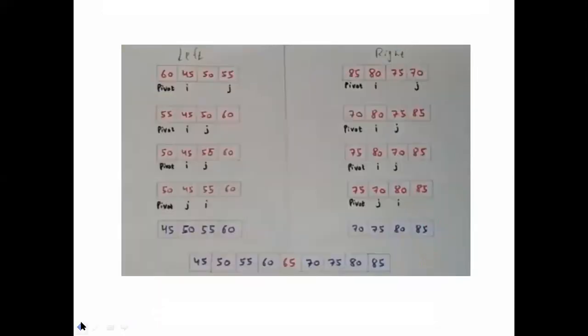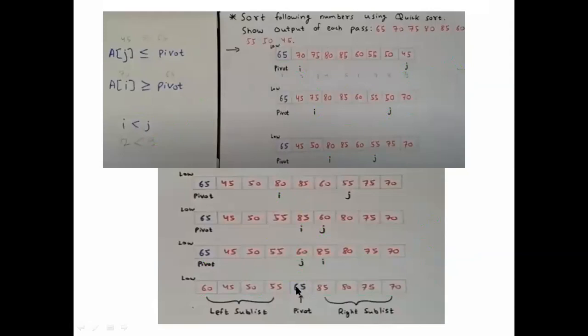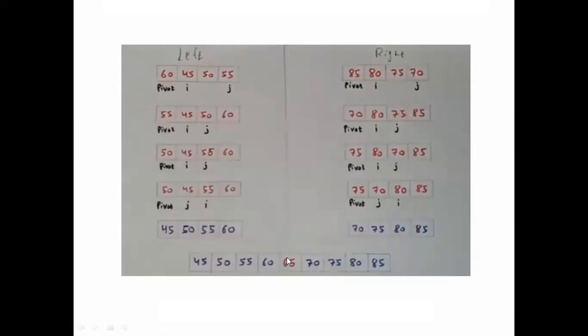Next, see here. By using the pivot number, we can divide the array into two subparts, left part and right part. In this way, we divide the array by using quicksort. After that, we divide the element into subparts, and 65 remains as it is. Just leave it as it is. Then you can perform the sorting process separately in left part and right part.